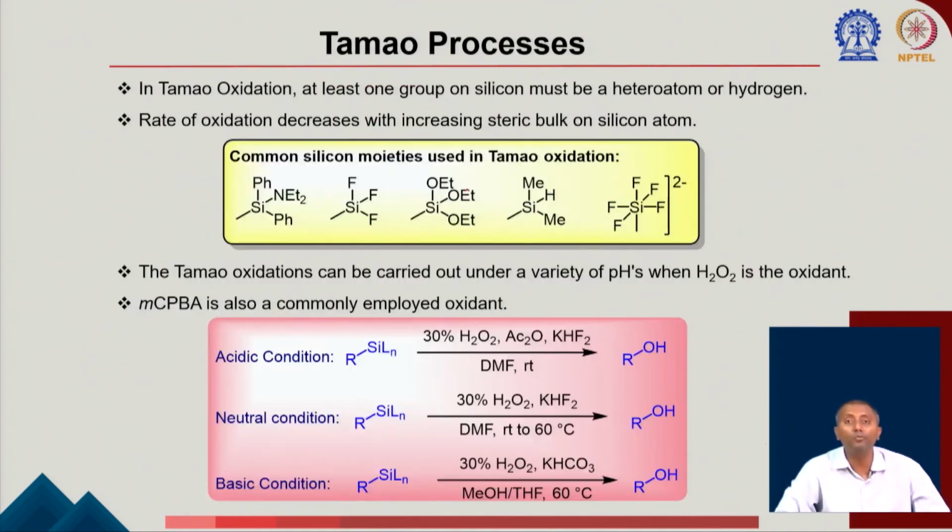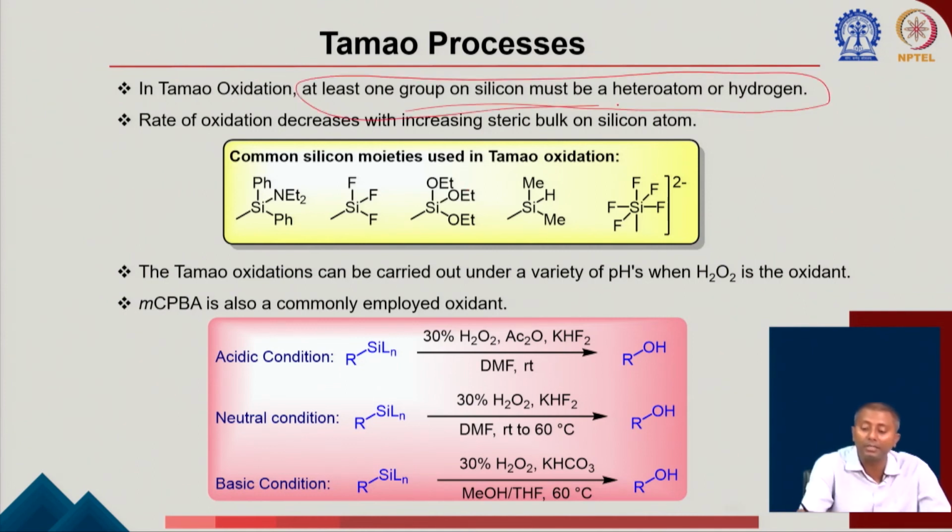So first we are going to talk about the Tamao process. For the Tamao oxidation, at least one group on silicon must be a heteroatom or hydrogen. That is one important criterion. We are going to come back to the mechanism, and you will understand from there. And the rate of oxidation decreases with increase in the steric bulk on the silicon atom.